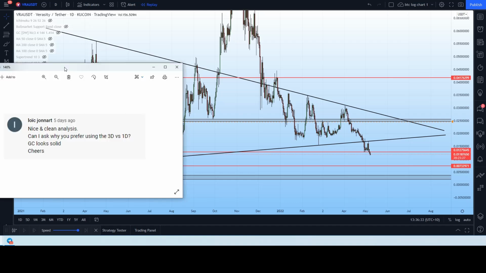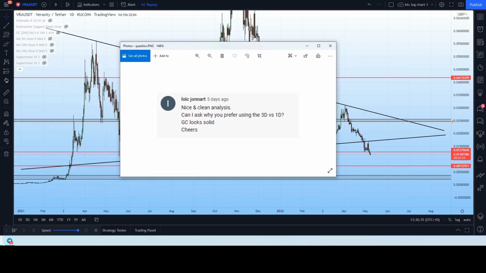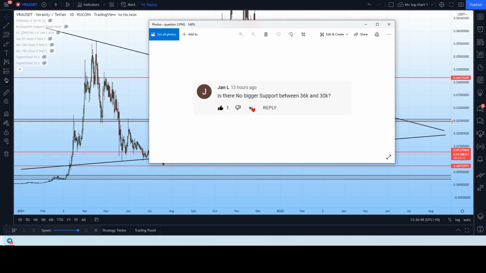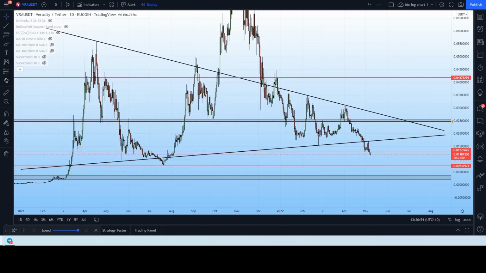These ones are going to be popped up on screen now, so we can see from IOEC, I hope I pronounced that correctly. We got, can I ask, why do you prefer using a 3-day chart compared to a 1-day chart? So he's asking, why are different time frames important? So we're going to talk through that one. And then next we got, is there no bigger support between 36K and 30K on the Bitcoin chart? And we're going to talk about that one as well. Let's dive right into the video.